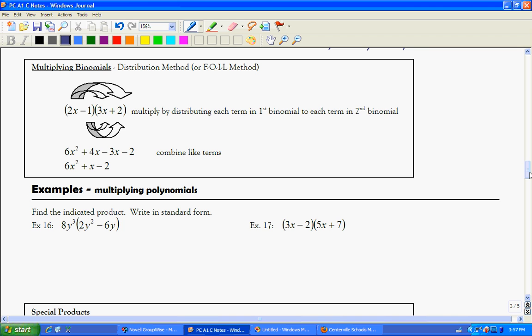Okay, multiplying binomials. It's a distribution method. You're used to it as FOIL, but really what you're doing is you're doing a distribution of the terms in the first binomial. Here we have two terms, 2x minus 1, that's a binomial. 3x plus 2, two terms, that's also a binomial. Here's what it would be in terms of FOIL. First, outer, inner, and then last.